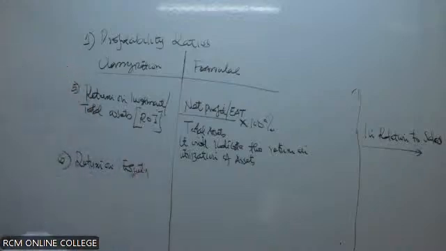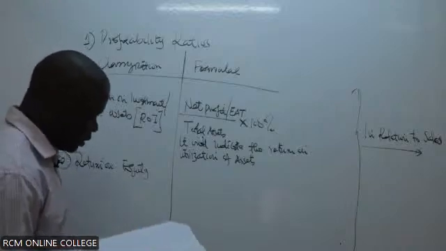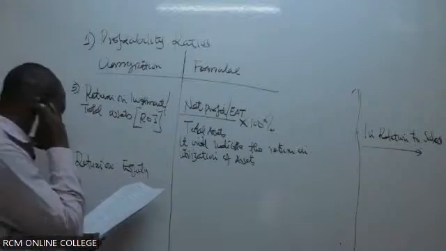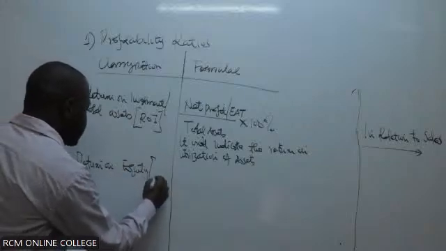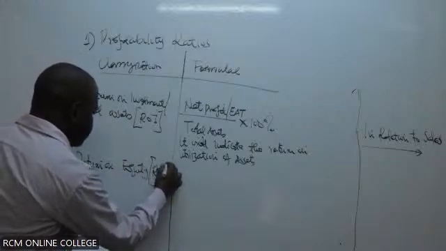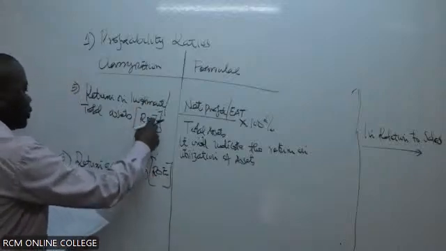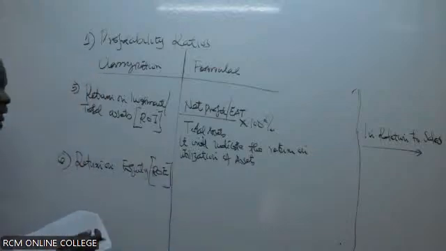So what is the return you're getting on what you've put in as equity? Sometimes it is written like this, ROE. You might see ROE, return on equity. So what is the return you are getting on what you've put in as equity?